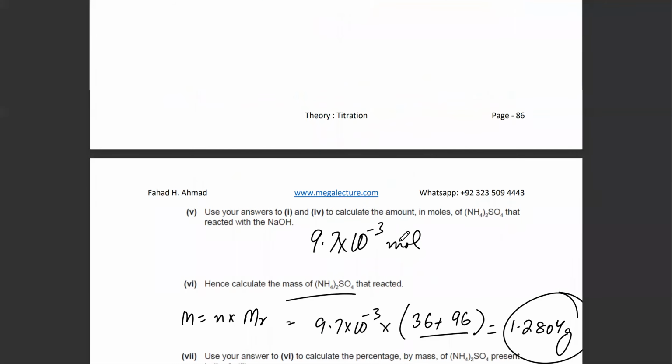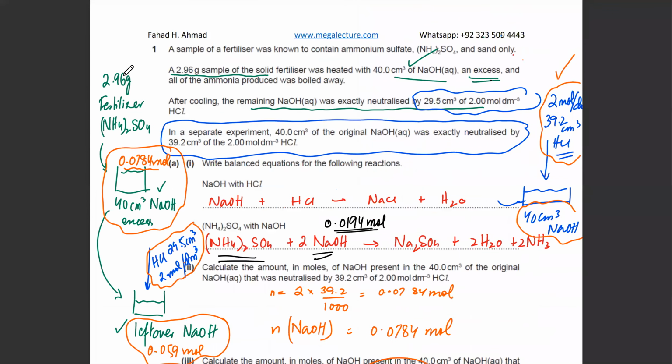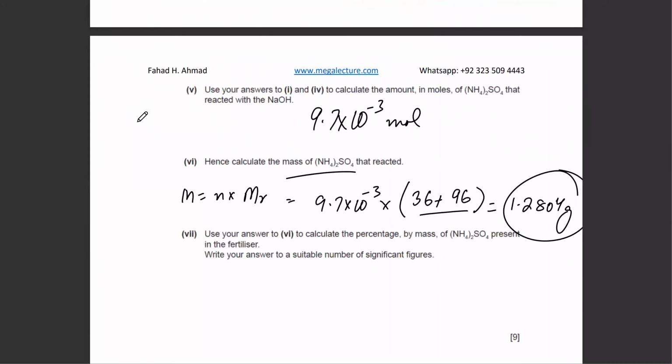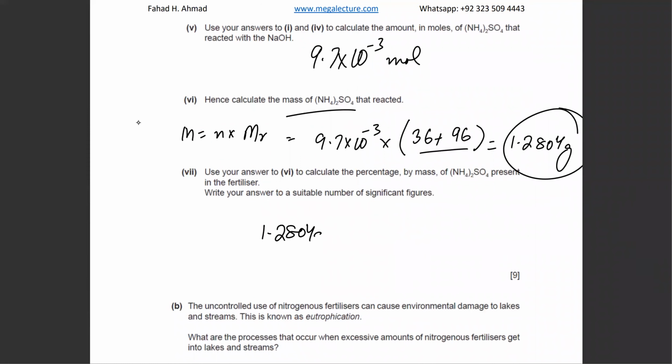And we have gotten this mass, and he's asking what percentage by mass. So how much fertilizer was added? 2.96 grams. Within that, how much ammonium sulfate came out? 1.2804 grams, right? So the percentage is 1.2804 grams is the mass that you got. Out of the 2.96 grams of fertilizer, you got this much ammonium sulfate. So into 100, you'll get the percentage, which comes out to be what?